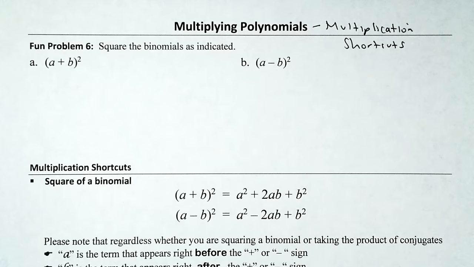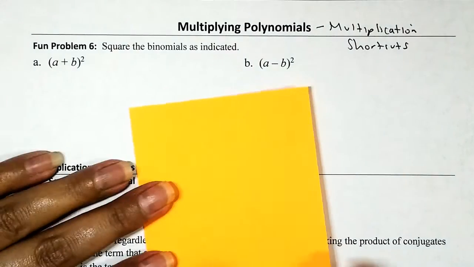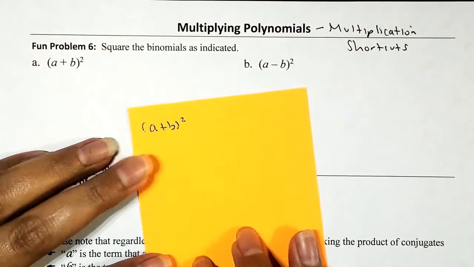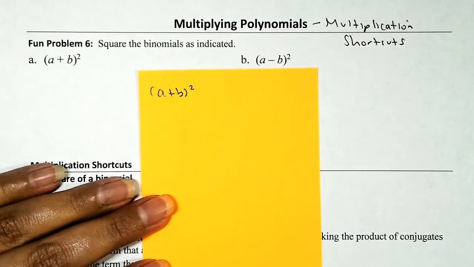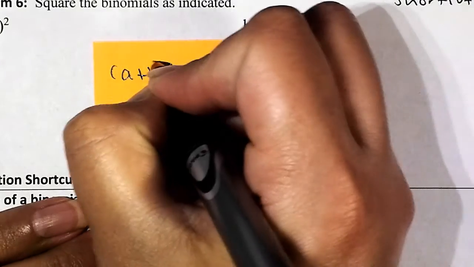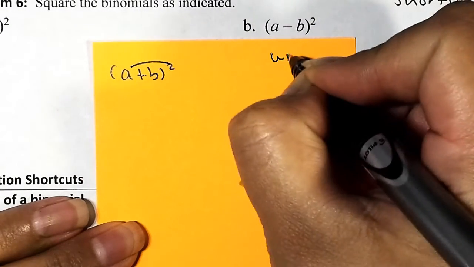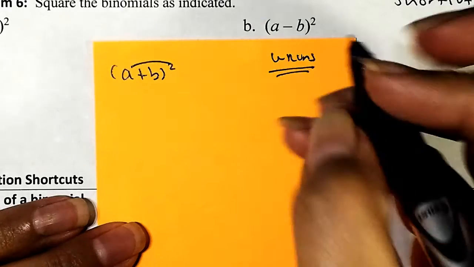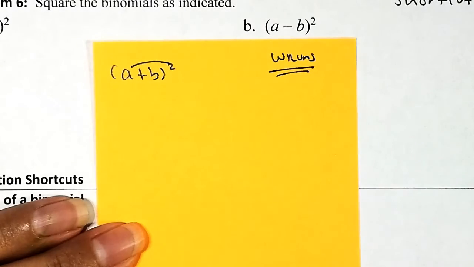It says square the binomials as indicated. I'm going to tell you what the popular wrong mistake is. If we are squaring a plus b, the popular wrong mistake is, oh, I got you, Miss Torres. Let's distribute the square. Remember, this is wrong. Students sometimes are like, oh, let's distribute the square.